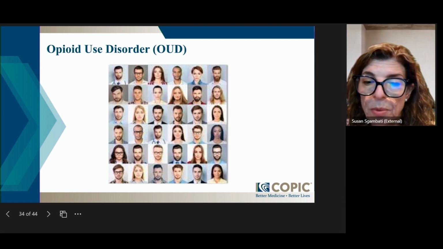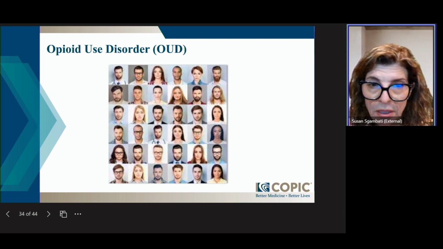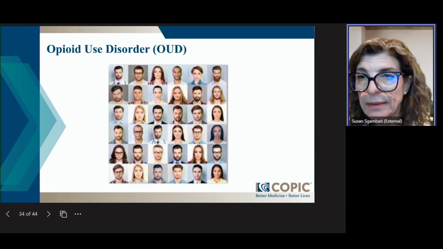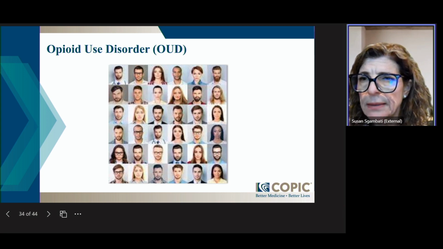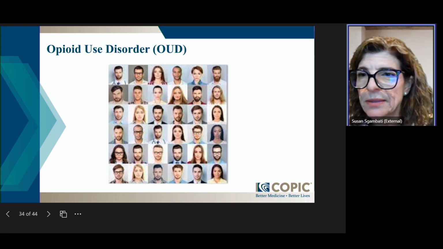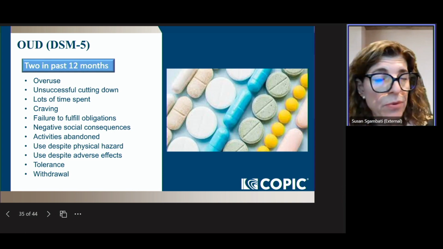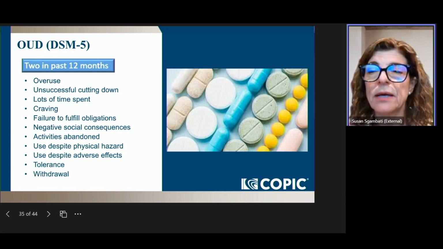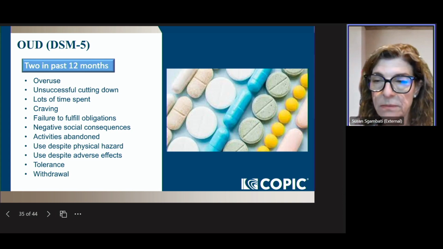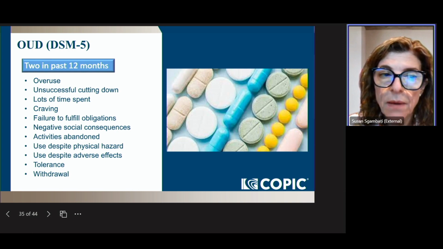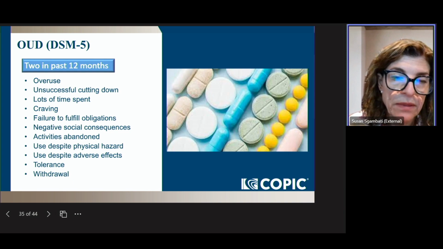Now, move on to the opioid use disorder. Which of these, can you pick them out in this lineup, has the opioid use disorder? It's actually a trick question because they all do, and they look just like you and me. So you might think, what's a guideline or a tool? Well, if we go back in the recesses of our brain to the DSM, now it's DSM-5 criteria. This is a defined disorder, and if you have 2 of these in the past 12 months, you have an opioid use disorder. So overuse, unsuccessful efforts in cutting down, lots of time spent thinking about it, etc.